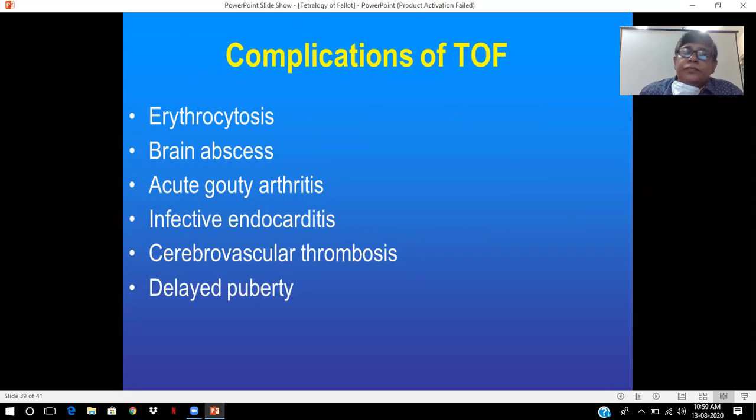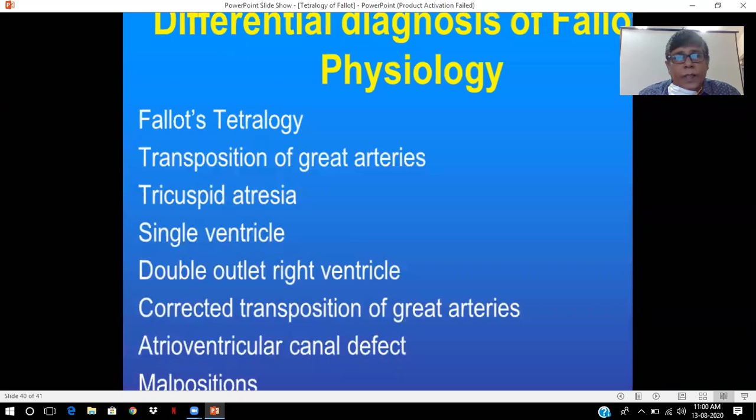Complications of the pathology itself: erythrocytosis we have discussed. Brain abscess can be there. There can be hyperuricemia and gouty arthritis. Infective endocarditis, cerebrovascular thrombosis like CVA, and hemiplegia may be there. There can be delayed puberty. This fellow's physiology we have already discussed.